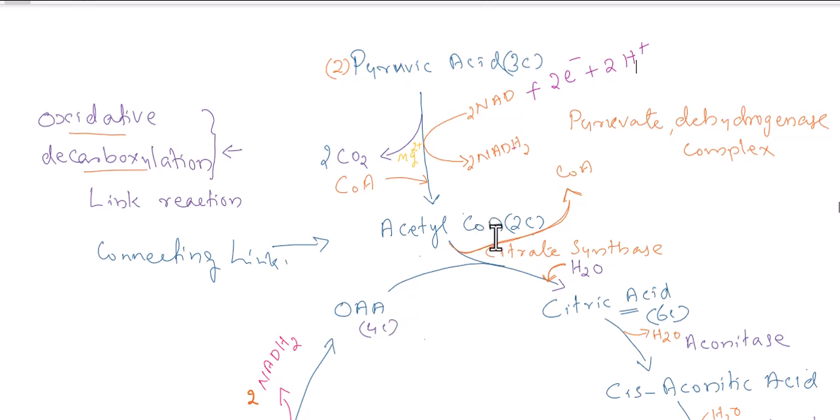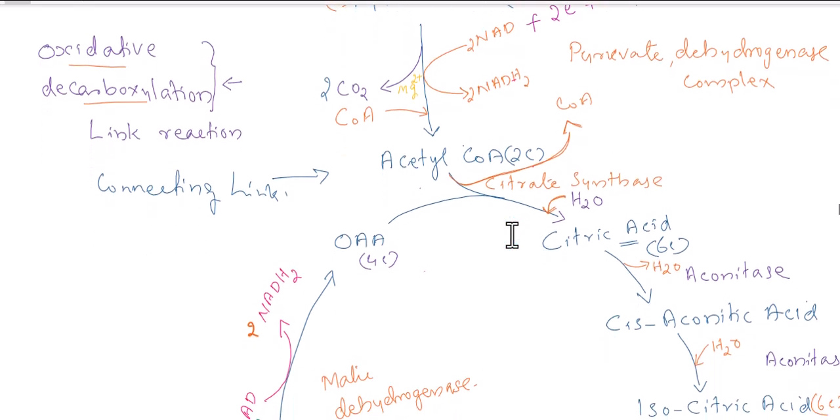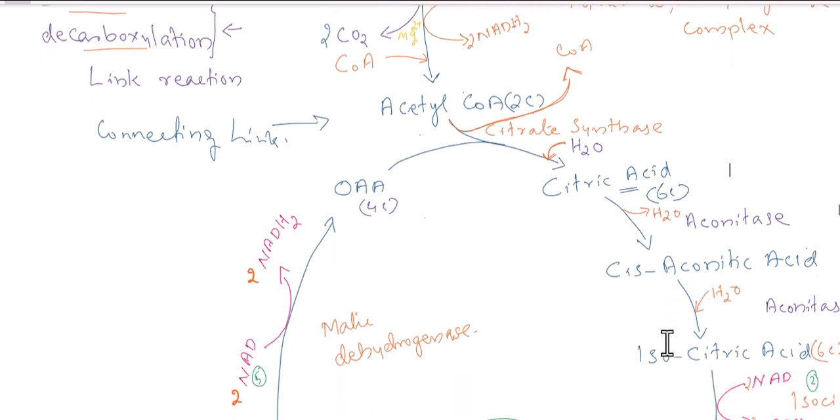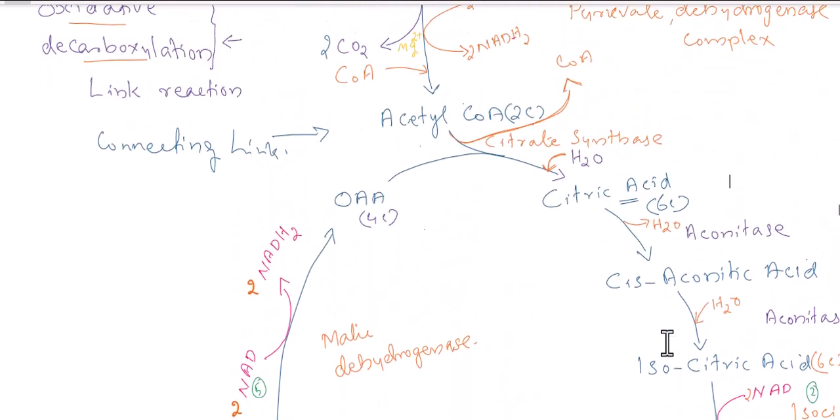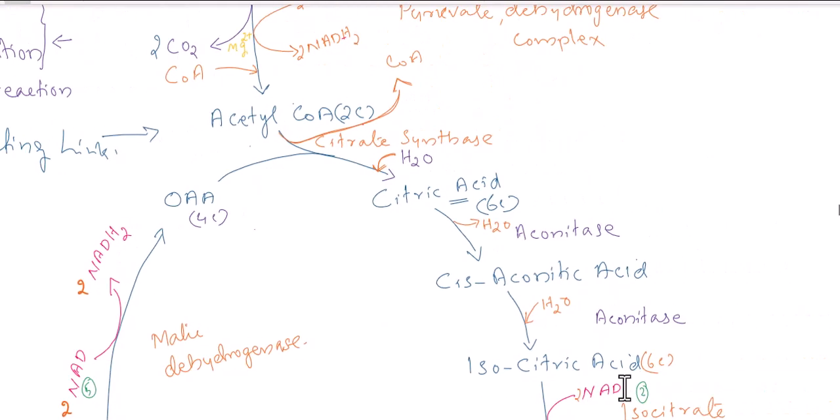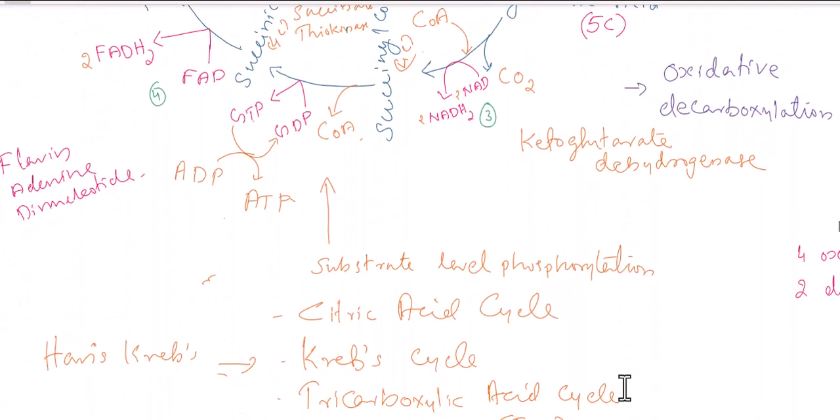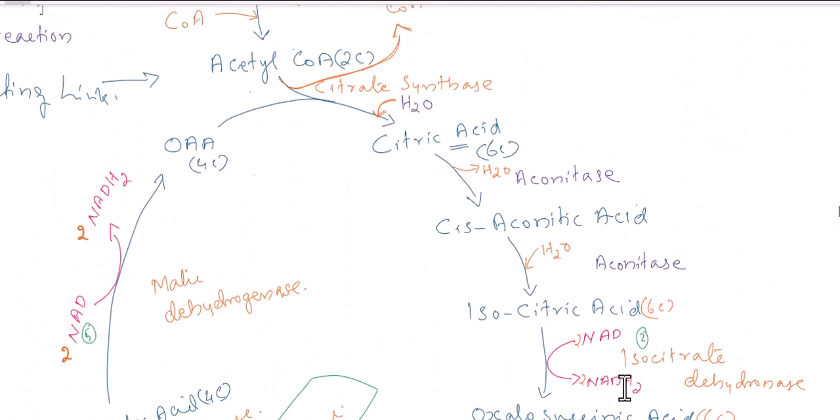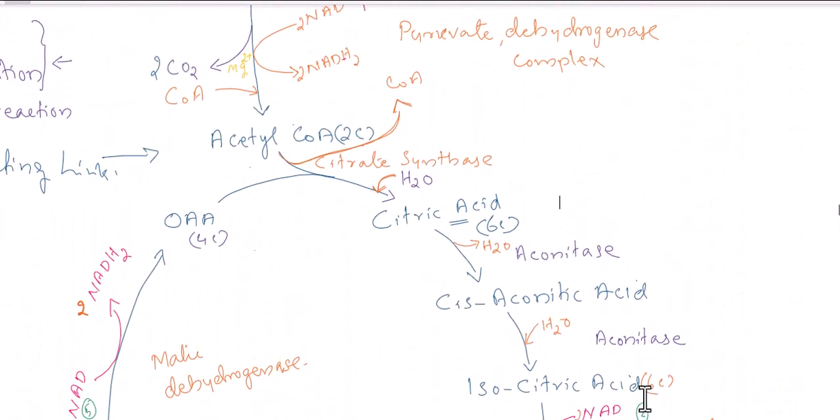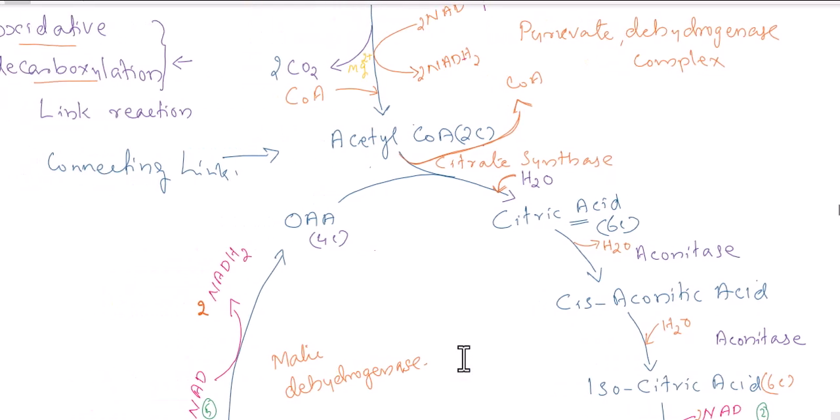So acetyl coenzyme A then enters into further oxidation. Acetyl coenzyme A now enters into a series of cyclic reactions, which we term the Krebs cycle. It was discovered by a scientist, Hans Krebs. We can discuss it later. So we term it the Krebs cycle.